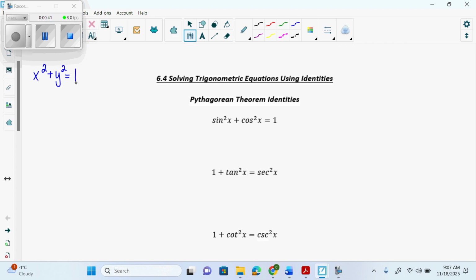We agree? Okay. X and y on the unit circle are just sine and cos, yes? So I could go cos squared x plus sine squared x equals 1.